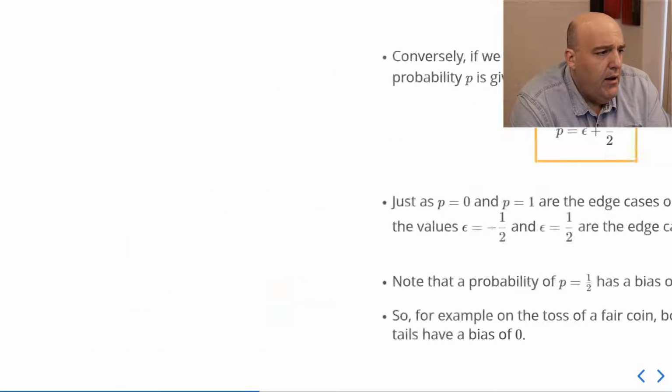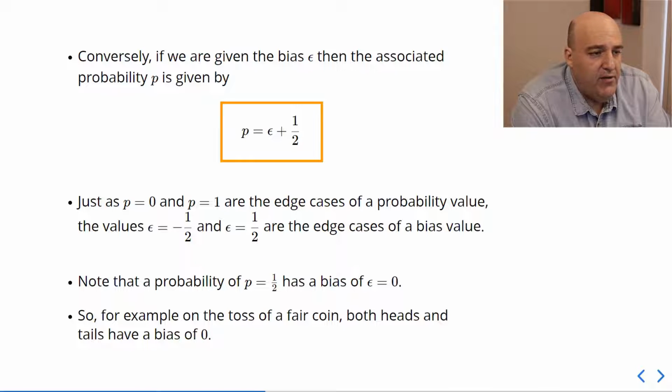That's possible. Now, conversely, if we have a bias epsilon given to us and you're curious what the associated probability is, all you do is take your bias epsilon and add a half, and then you're back at the probability. So we can go between the bias and the probability. Just notice P equals 0 and P equals 1 are the edge cases of a probability value, and the edge cases of the bias value are negative 1/2 and 1/2. Also, a probability of a half has a bias of 0, right? 1/2 minus 1/2 is 0. So for example, a toss of a fair coin can come out either way, and that has a bias of 0. So a fair event has a bias of 0.